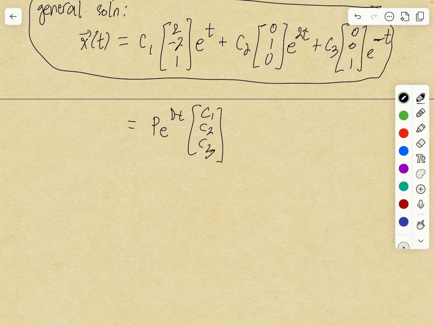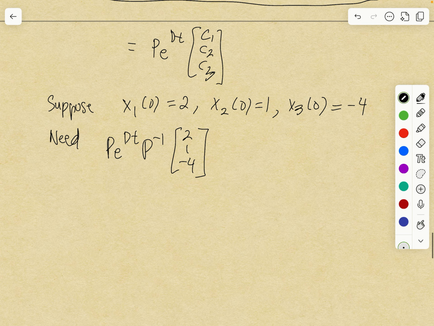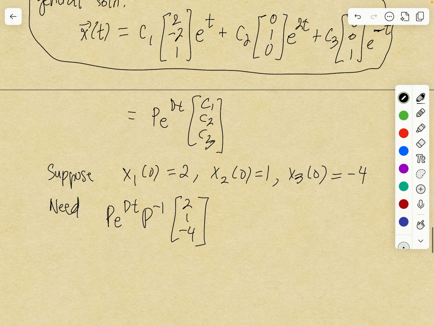Okay, so suppose that we now have initial values. Suppose x1 of 0 equals 2, x2 of 0 equals 1, x3 of 0 equals negative 4. Well, as I explained before, we want P e to the Dt times P inverse times this column vector 2, 1, negative 4. And we could calculate P inverse, but for this it's actually easier to just use the general solution we found.